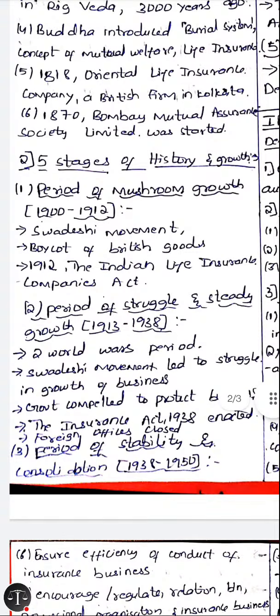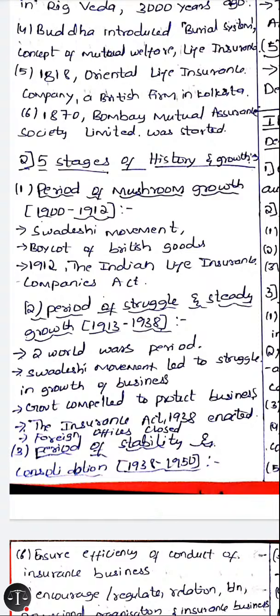The next stage is the period of struggle and steady growth. From the year 1913 to 1938, there was a period of struggle and steady growth. This period is in between two world wars, between the first and second world war. The Swadeshi movement led to struggle in growth of business. So the government was compelled to protect the Indian businessmen. The government was forced to protect them. The Insurance Act 1938 was enacted as a result of that, and all the foreign offices in India were closed.